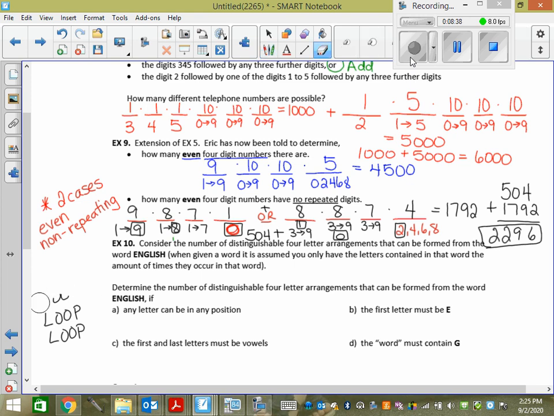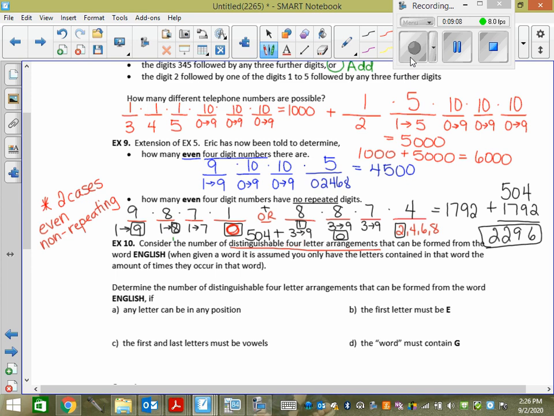So they want the number of distinguishable 4-letter arrangements. So we're not arranging all the letters in English this time, just 4 of them, that can be formed from the word English. When given a word, it is assumed you only have the letters contained in that word the amount of times that they occur in the word. So I have 1 E, N, G, L, I, S, H.